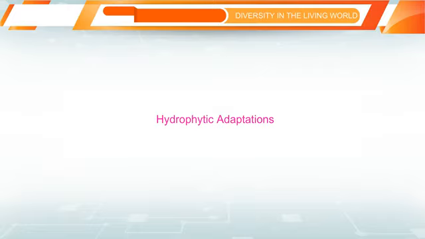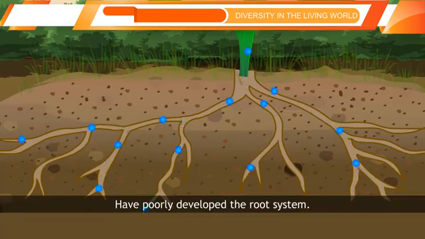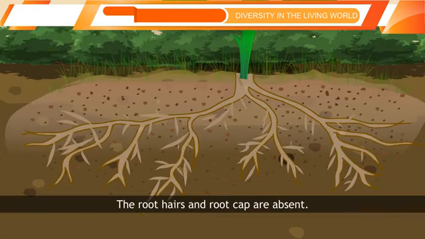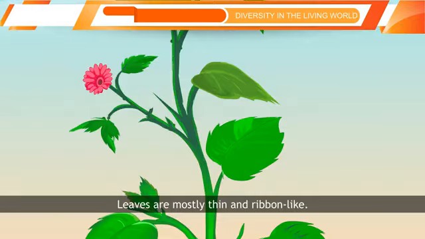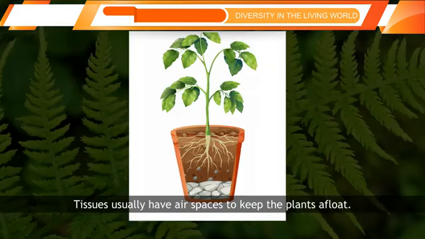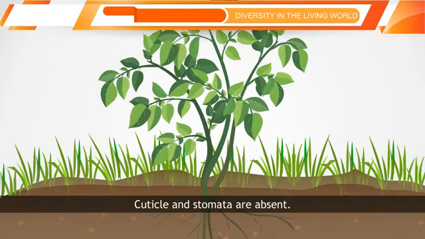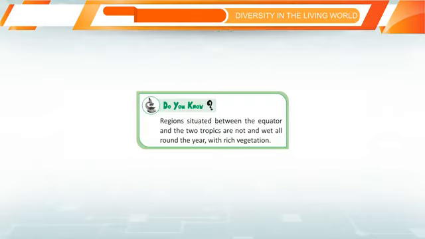Hydrophytic adaptations: the root system is poorly developed. The root hairs and root cap are absent. Leaves are mostly thin and ribbon-like. Tissues usually have air spaces to keep the plants afloat. Cuticle and stomata are absent. Do you know? Regions situated between the equator and the two tropics are hot and wet all round the year, with rich vegetation.